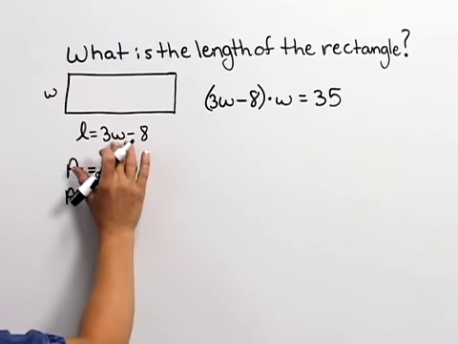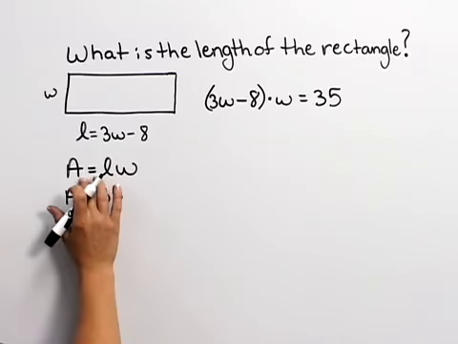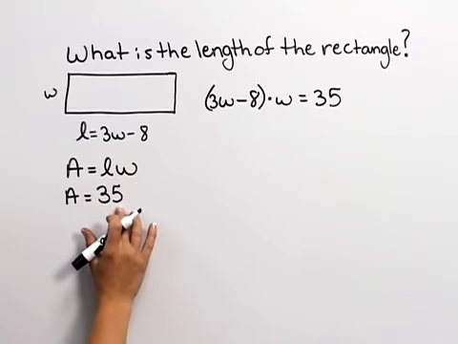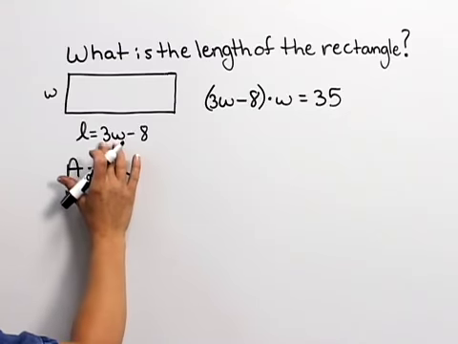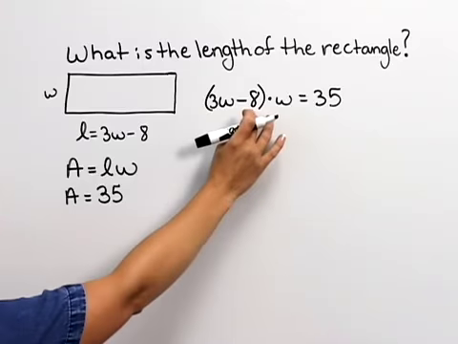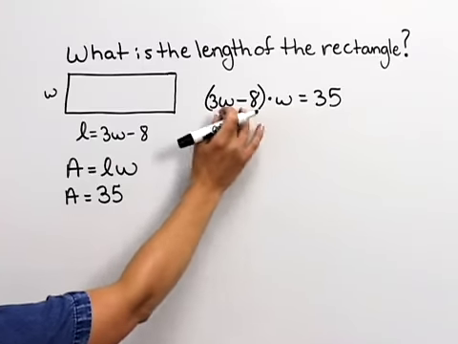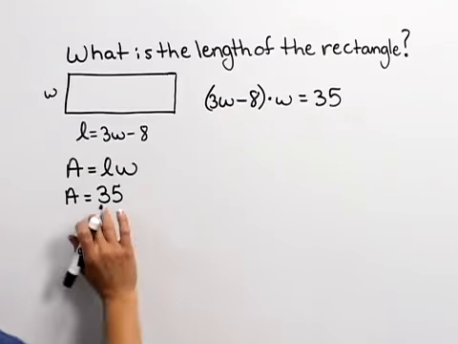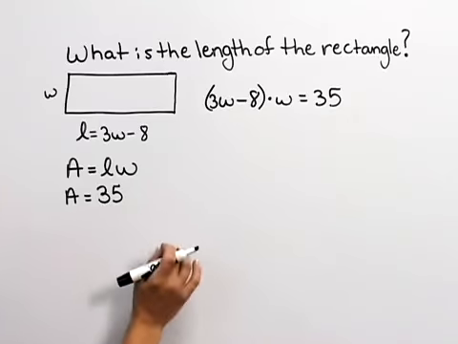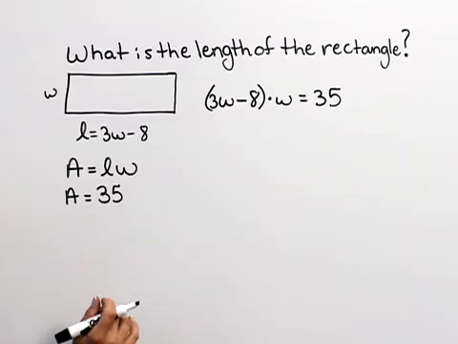We'll let W be the width, so the length is 3W minus 8. Area is length times width, and it's going to equal 35. So if we let the 3W minus 8 be the length here, we'll have 3W minus 8 times W, which is our width, that's length times width, equaling the area of 35. If we solve this, we'll know what the width is, which will allow us to find the length.